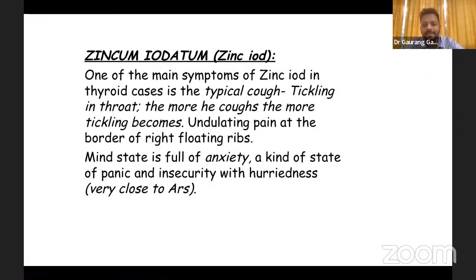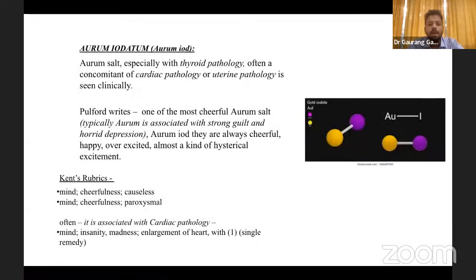Zinc iodide, another iodine. This is a typical dry cough, tickling cough along with thyroid, which almost reminds you a little bit of Arsenic or Spongia. Zinc iodide, another interesting remedy. Aurum iodide, which is known as the most cheerful of all the Aurums. Typically, most Aurum iodide cases have thyroid disease, which is often connected with cardiac disease. This is where it reminds you of Lycopus virginicus.